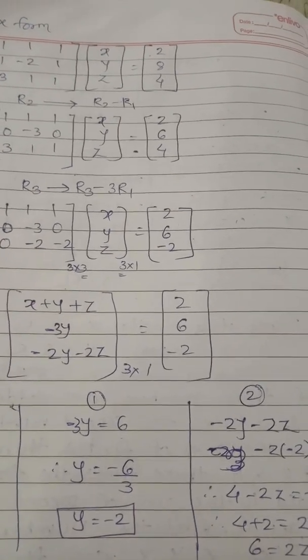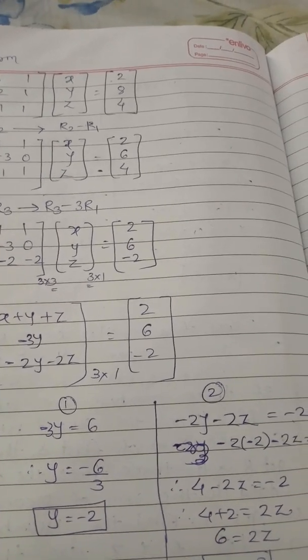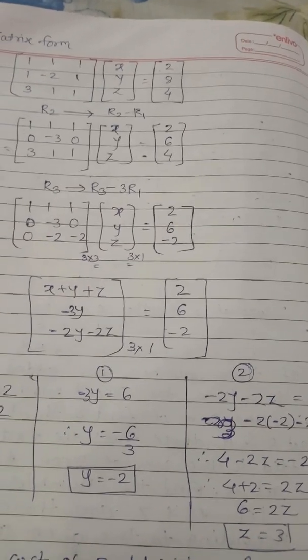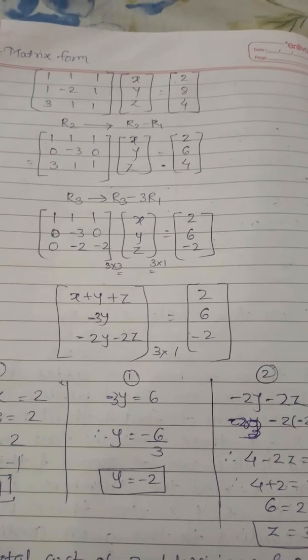So this is all about the chapter matrices. The last example, question number 5, is for your homework. So this is the end of this chapter, matrices. In the next lecture we are going to see the new chapter. Thank you.